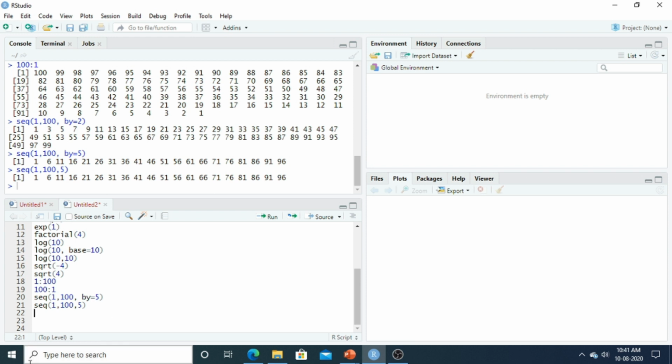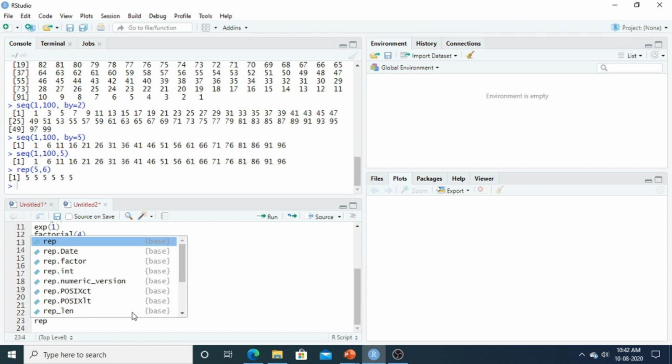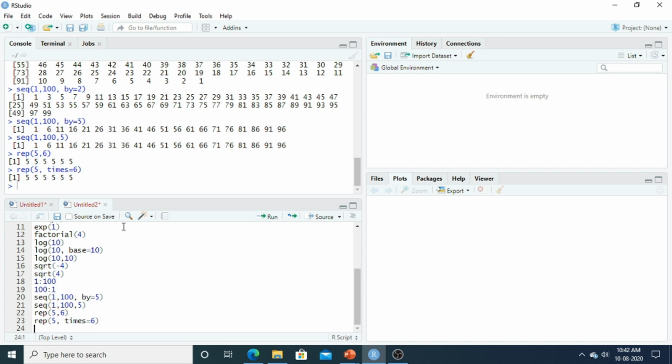Next, suppose you want to repeat or replicate, like you want to repeat 5 six times. Just write rep 5,6, you will get 5 six times. This also can be written like rep 5, times equal to 6. This also gives the same thing. So these are the different forms in which you can write your command. Once you write, then you run it, you will find what you are trying to obtain.